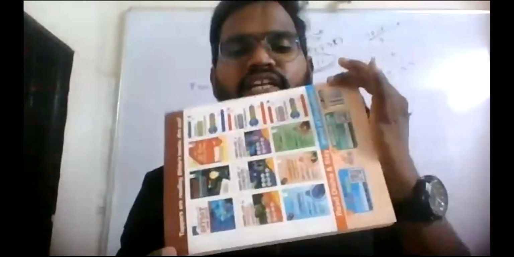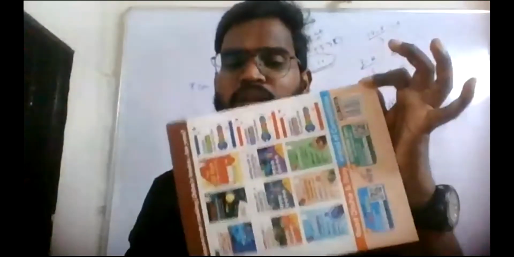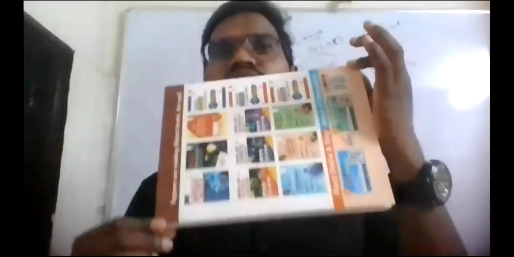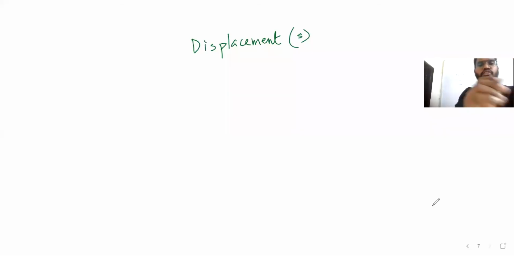Let's see like this. Suppose a particle is coming from here to here, from here to here, like this. So distance is 2 meter. But displacement will be the shortest distance between the initial position and final position. This will be the shortest: the diagonal of the square is the displacement of the object.